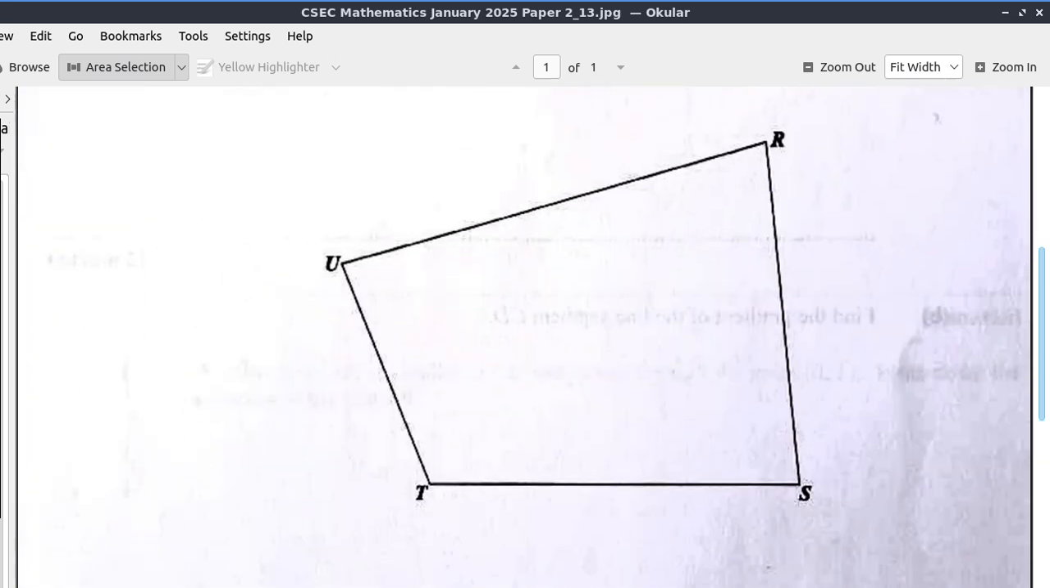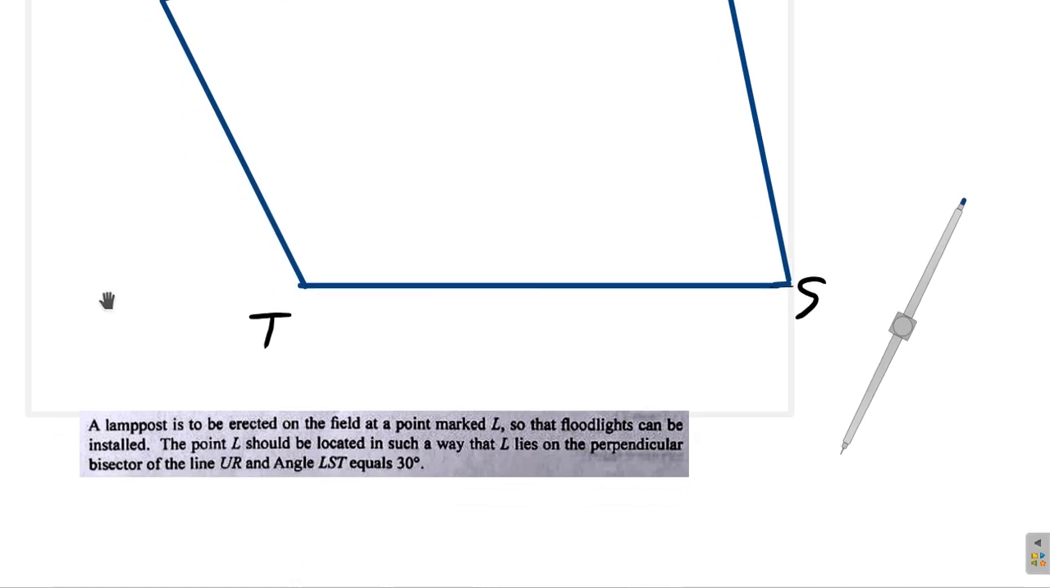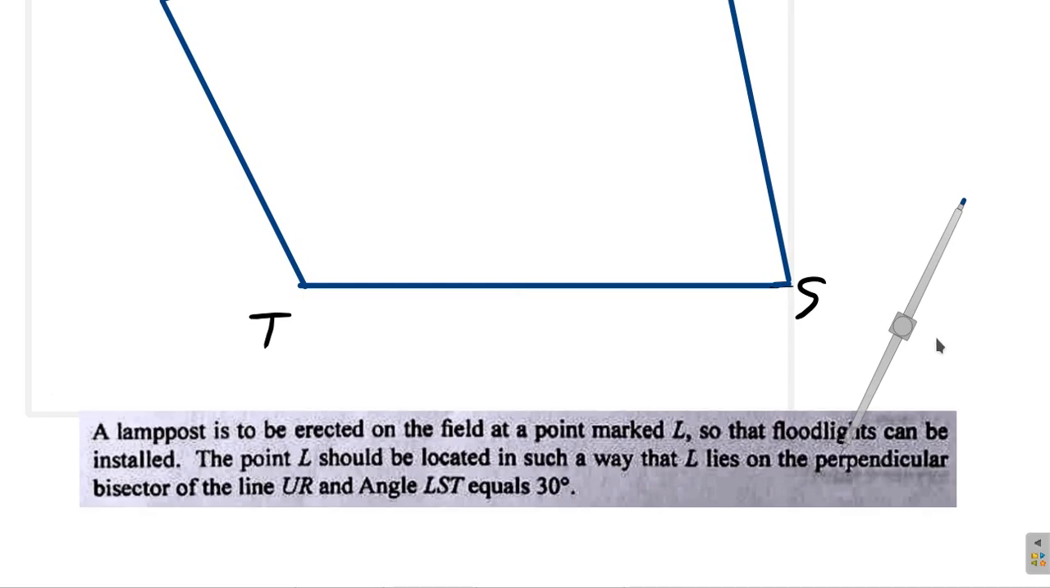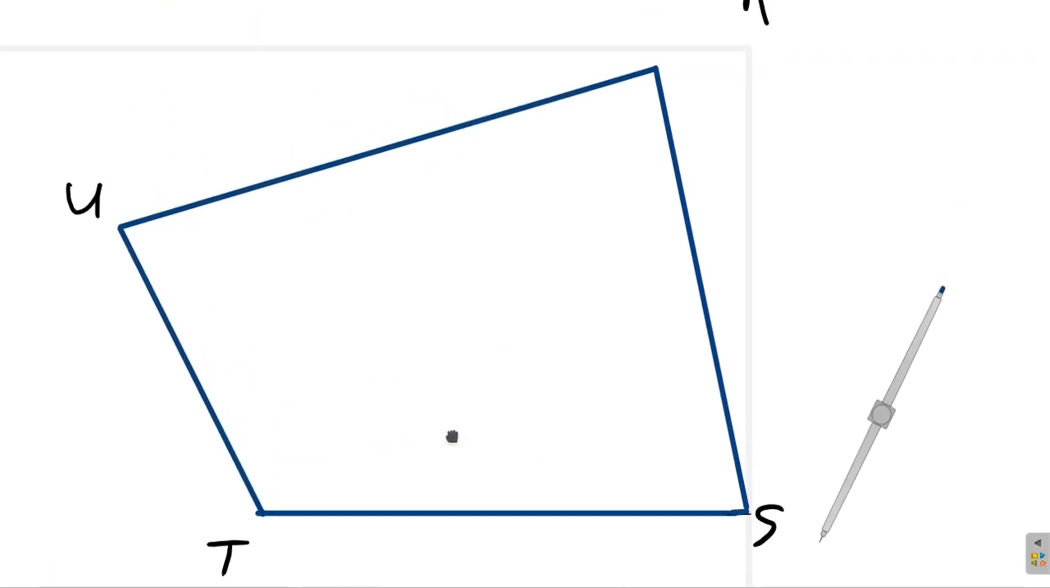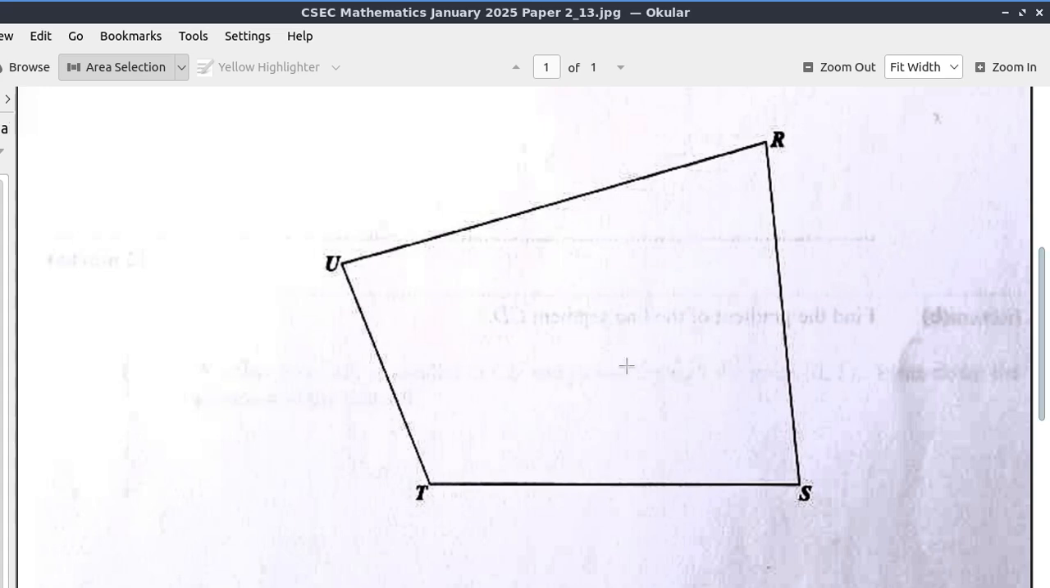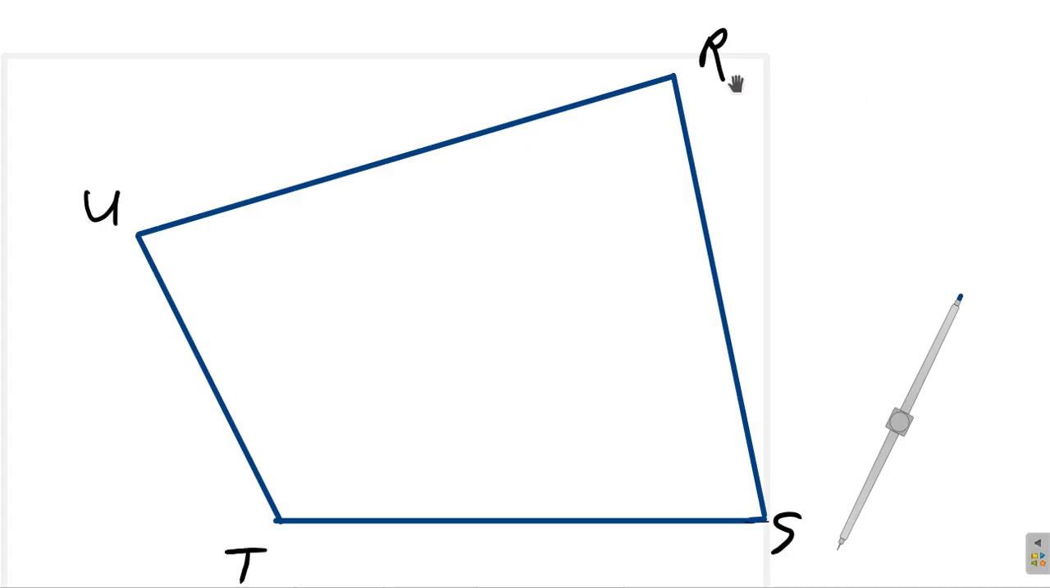Alright, so I had copied this over here. I have a compass ready. No protractor should be used. So let me just make sure I have the diagram, the outline of the field, RSTU going around, RSTU. Okay, good.